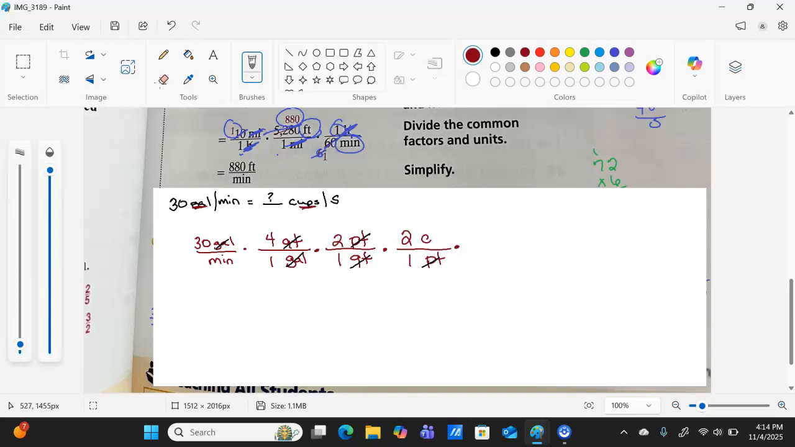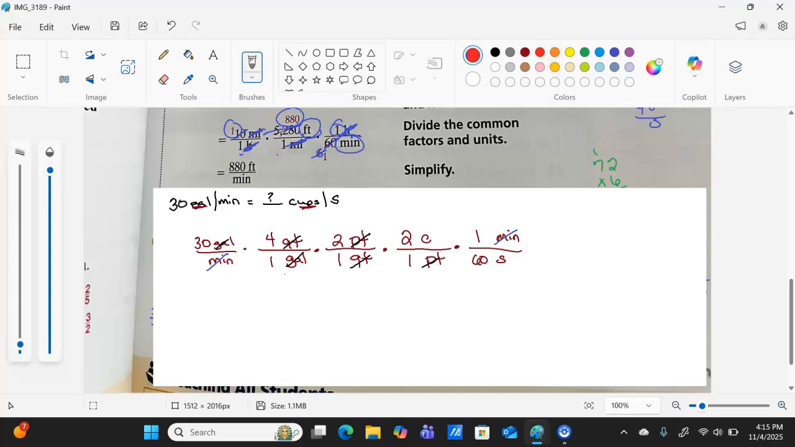So I've gotten my cups. See, that's the only unit left up top. Now we got to deal with the time. From minutes, minutes is on the bottom, so minutes has to go up top. Minutes, I can go to seconds. There are 60 seconds in 1 minute. And if you look, minutes here and here, one's in the numerator, one's in the denominator, and it cancels.